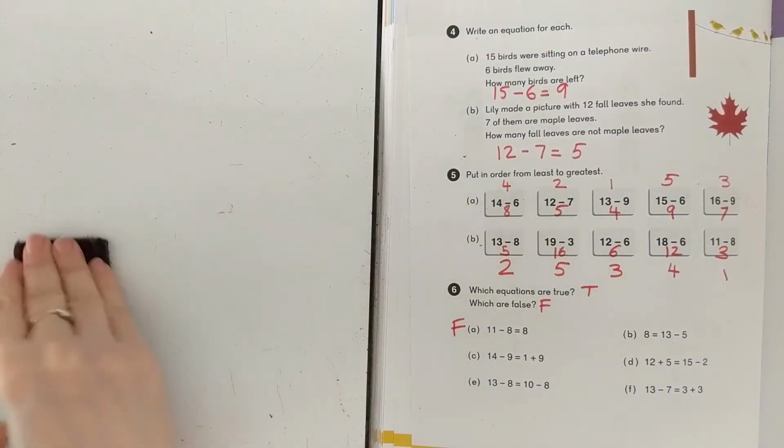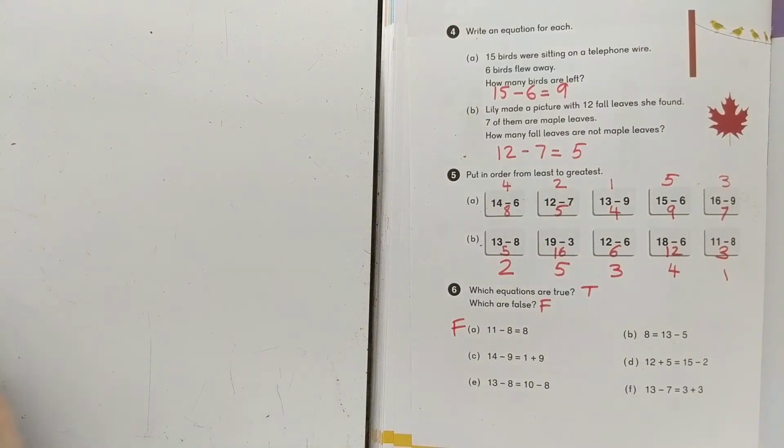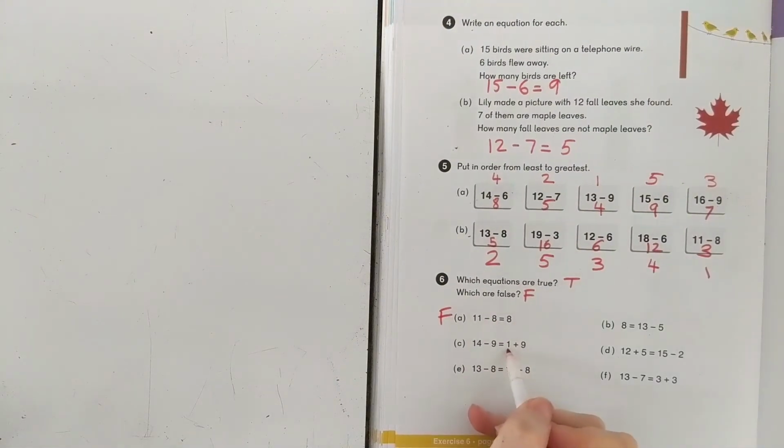Ooh, look at letter C. Letter C is extra fun because there's two sides of the equation. We need to make sure both sides are equal. 9 plus 1 is 10. I'm going to just write that here. So that means this side also has to be 10. If it is not, that means it's not true.